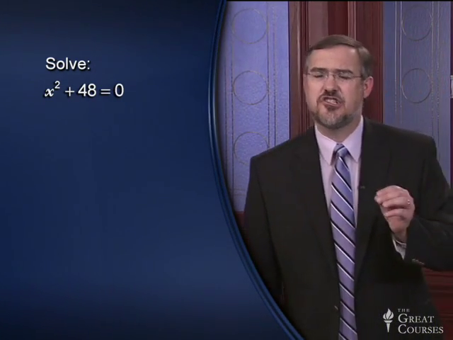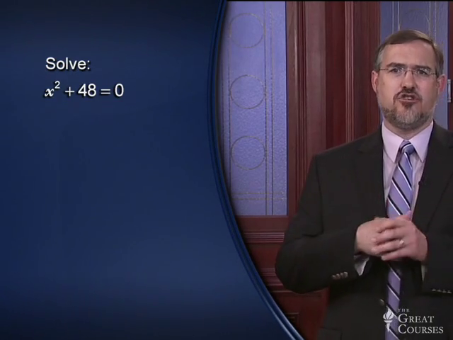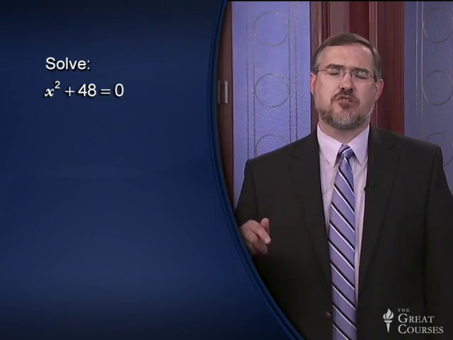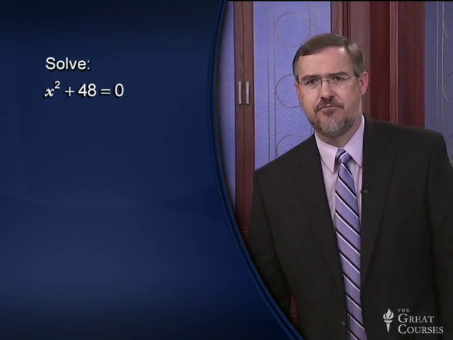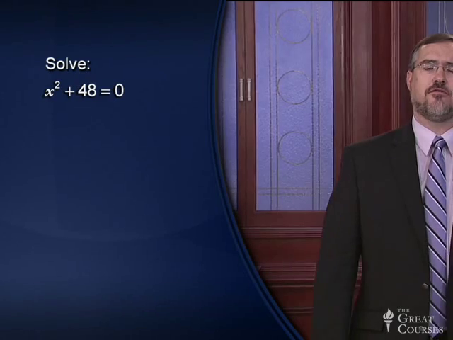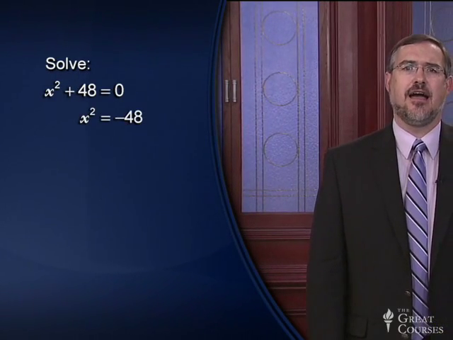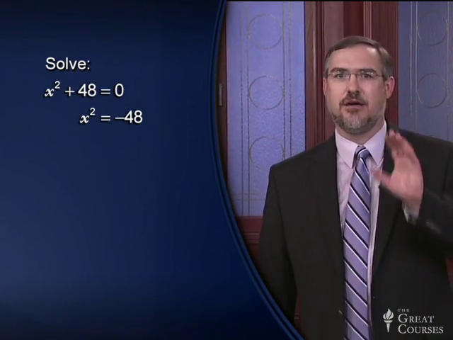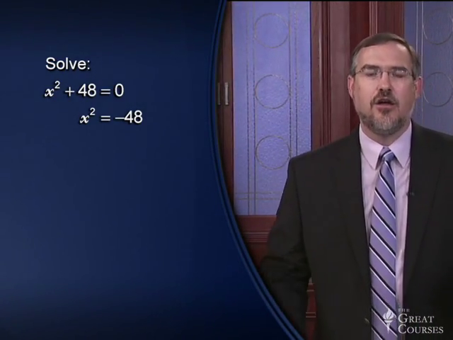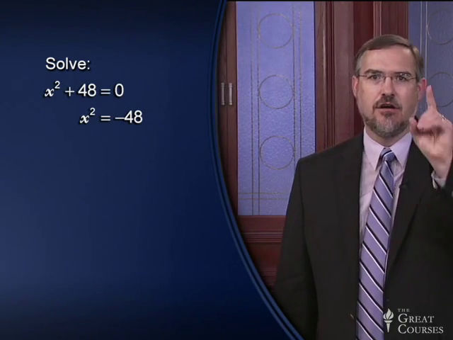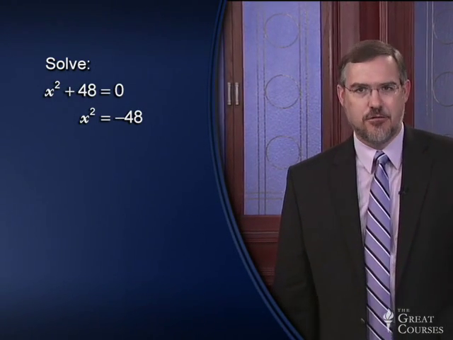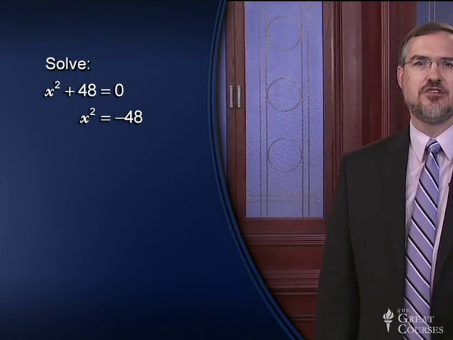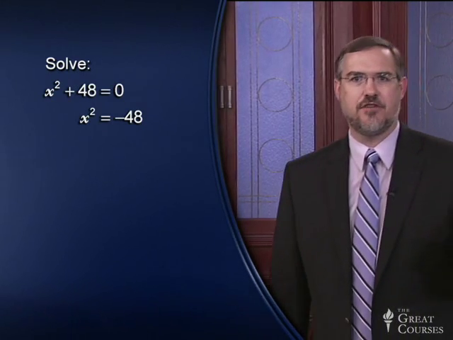And since I don't see an x to the first term in the equation, I'm going to try using the square root tool. So I start with x squared plus 48 equals 0, and I now subtract 48 from both sides, leaving me with x squared equals negative 48. And now I can hear some of you telling me, hey, there's no number squared which can equal negative 48. And you would be right if you meant that there was no real number that you could square to give me negative 48. That would be perfectly correct.